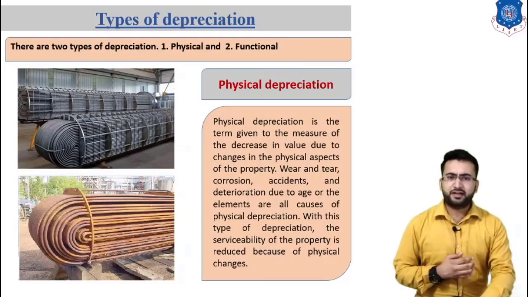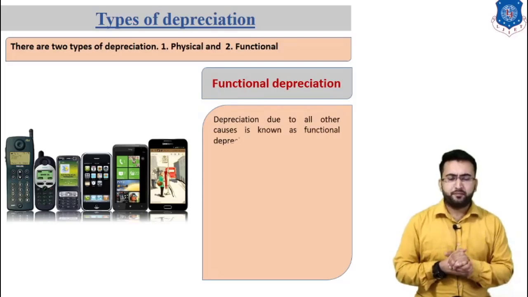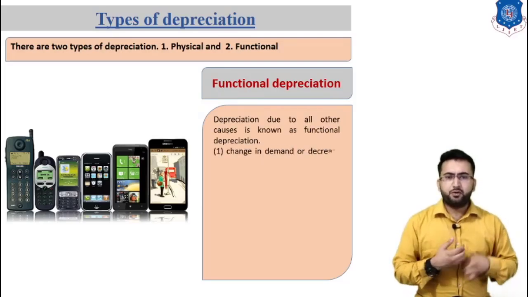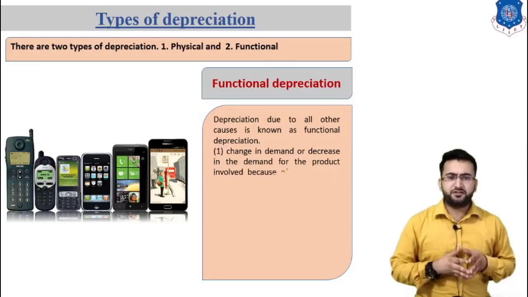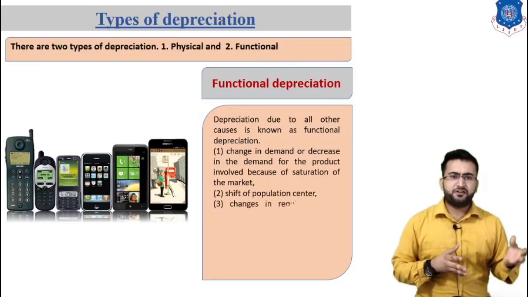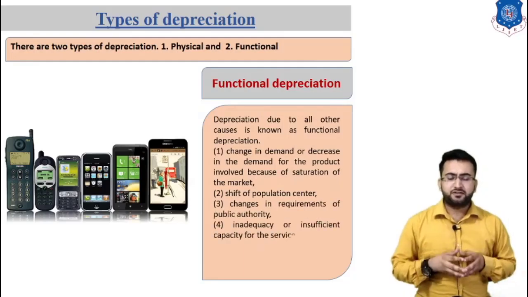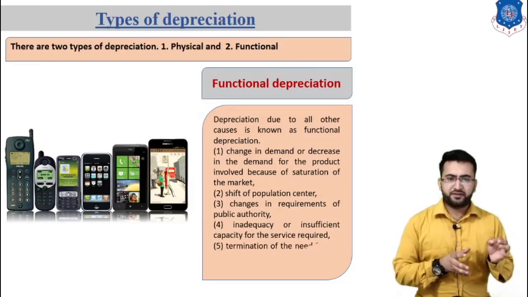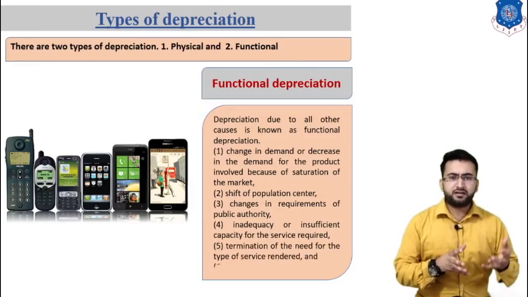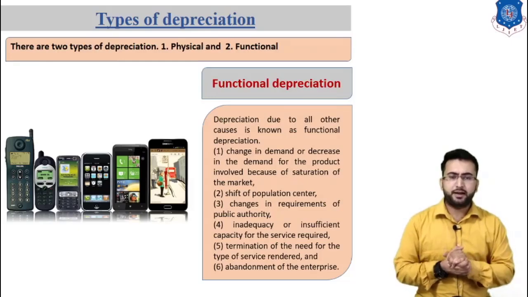Now let's talk about the second type of depreciation, which is functional depreciation. Depreciation due to all other cases is known as functional depreciation. There are various reasons for functional depreciation. Depreciation due to all other cases other than physical depreciation is known as functional depreciation.